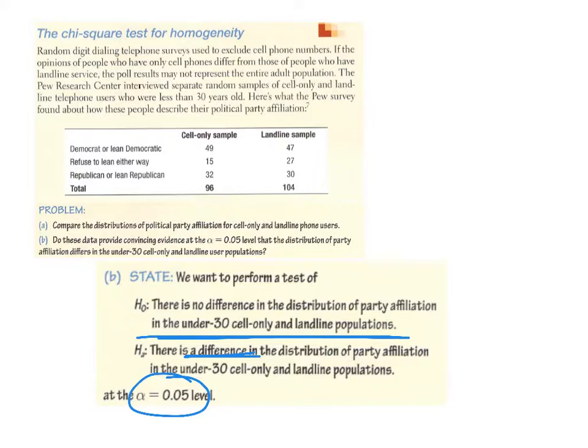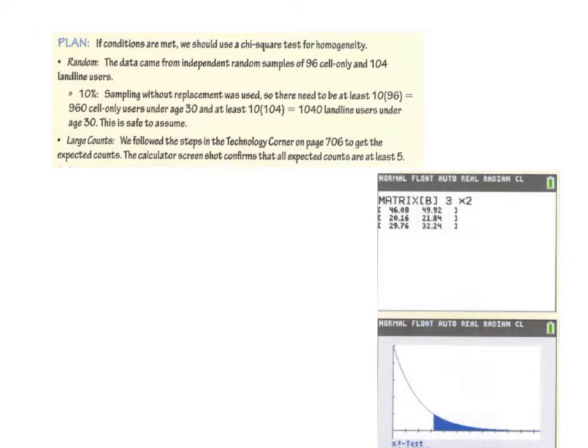From the state stage, I need to move on to the plan stage. In the plan stage, I'm going to use a chi-square test for homogeneity. I need to write out which test I'm going to use. I need to determine that both of them were independent random samples, and I need to note that. I can't just say random checkbox. For the 10% condition, sampling without replacement was used.